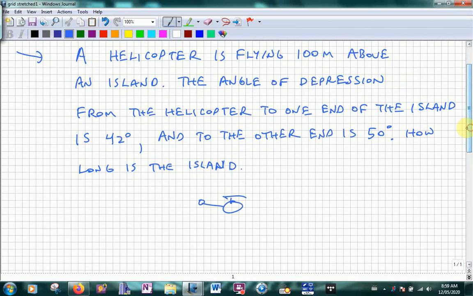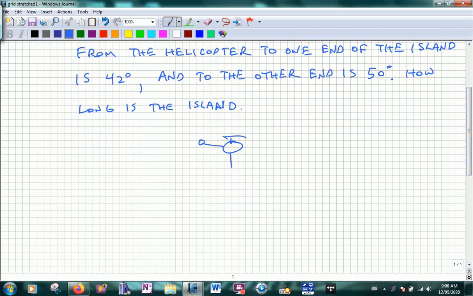It's flying 100 meters above an island. So what does above mean? Okay, we know the island's beneath it, but what it doesn't say is when that 100 meters is given, that's a height. Height implies perpendicular, right? Straight up, straight down. Hopefully that makes sense. If it doesn't, well, I'm telling you.